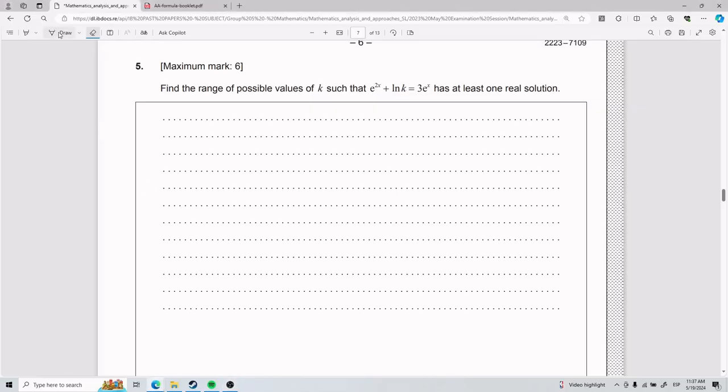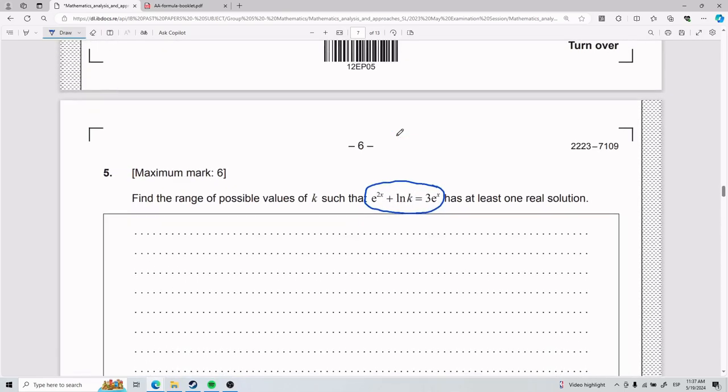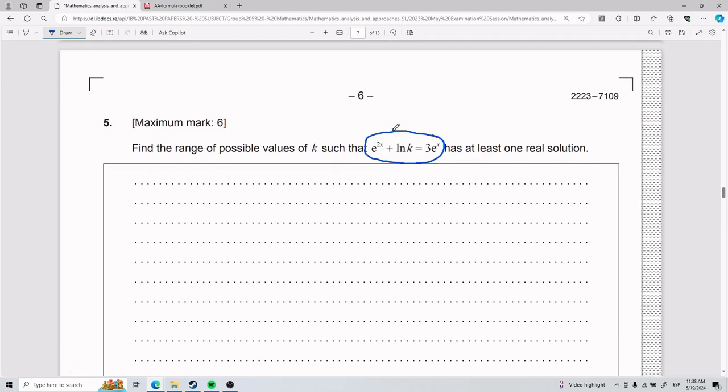All right, you guys, and now for number 5, we need to find the range of possible values of k such that this has at least one real solution. I know that for a fact, a lot of you look at this and you say, all right, next question. But there is one big hint here that once you start noticing is going to help you to answer all exercises similar to this one.